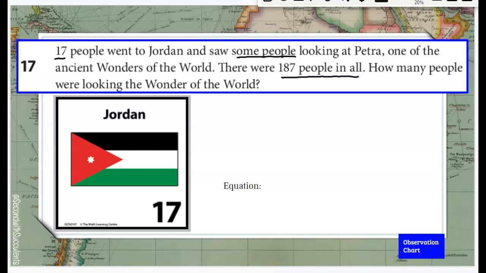Show a connection if your equation looks something like this. We have 17 people who went to Jordan. Well, they saw some other people looking at Petra. We know that there were 187 people all together. My missing part is the people looking at Petra. Take a moment to solve this problem on your own. Then we'll solve it together with an open number line.